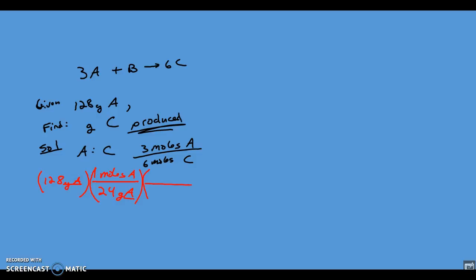Now I can convert to moles. Now the same unit that goes down here, I can use my molar ratio. Moles of A, moles of C. My ratio is 3 moles of A to 6 moles of C. Same unit, so down here's moles of C. In 1 mole of C, I'm looking for grams of C. 13 grams of C.